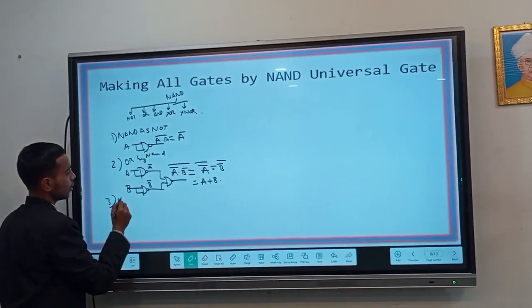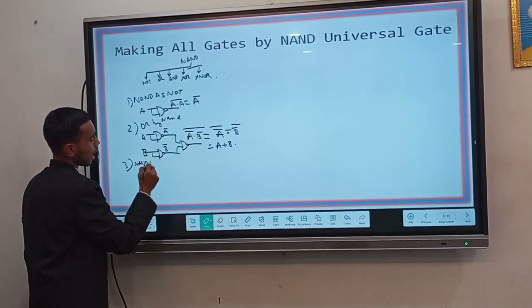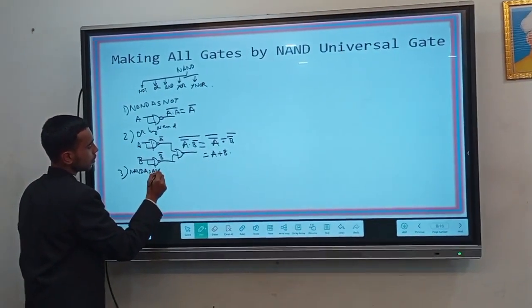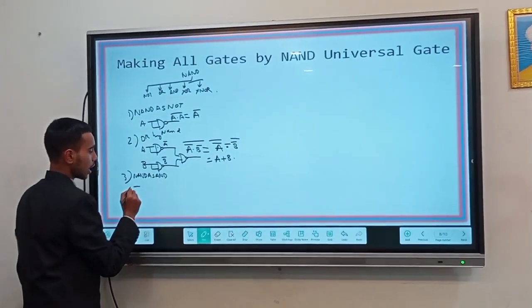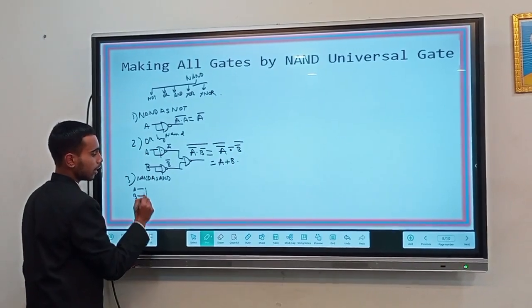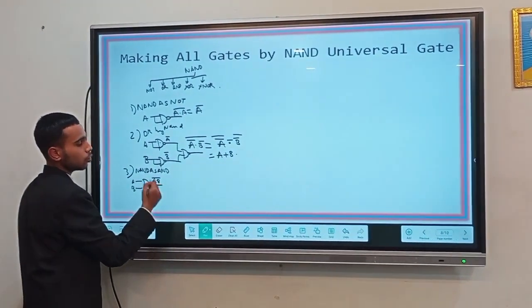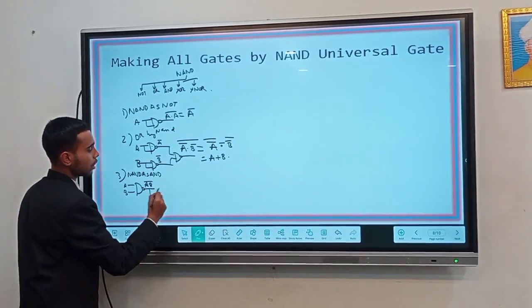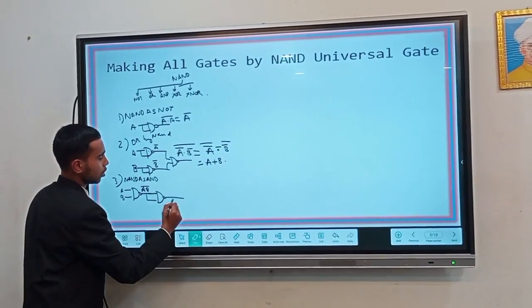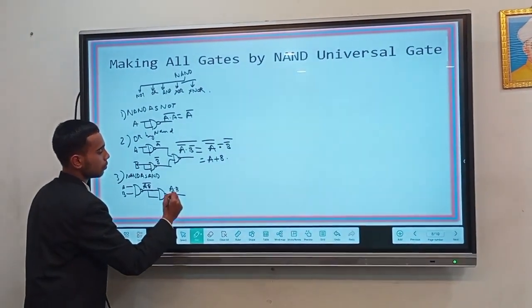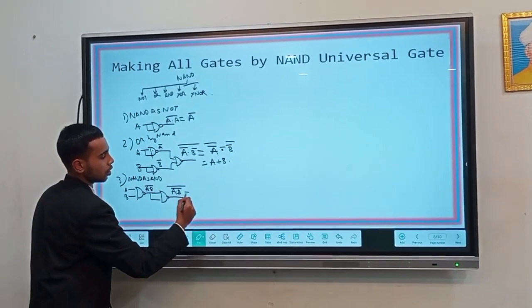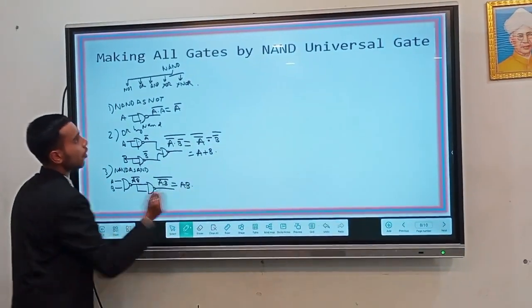Then third is NAND as AND. So we are going to pass A and B to the NAND gate. It is going to give (A and B) whole complement, and again we are going to send it to another NAND gate. So it is going to give (A and B) whole complement again. It is going to give AB.